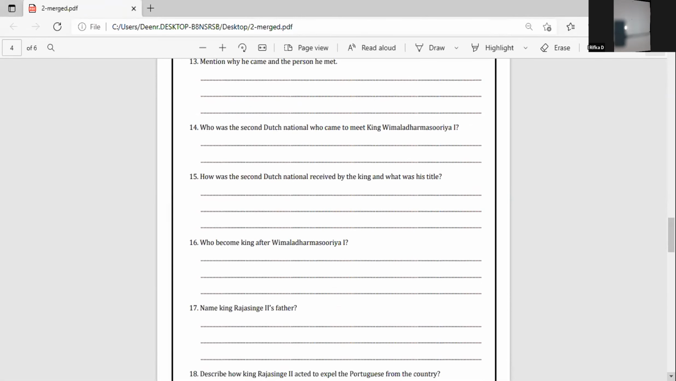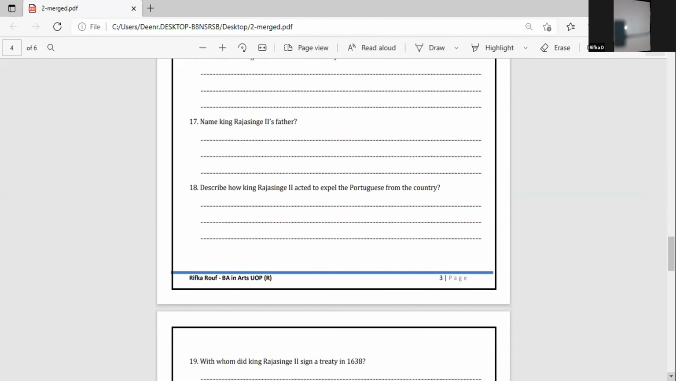He was welcomed with enthusiasm, but later on it ended. A dispute arose which led to his death. So who became the king after King Vimaladharmasuriya I? That was King Senarat. Name King Rajasinghe II's father. That is only King Senarat again. Then describe how King Rajasinghe II acted to expel the Portuguese from the country. You have to write: he had discussions with the representatives of the eastern headquarters of the Dutch in Batavia to get their support. The king agreed to give the Dutch the monopoly of the cinnamon trade and a harbor on the eastern coast to support expelling the Portuguese.